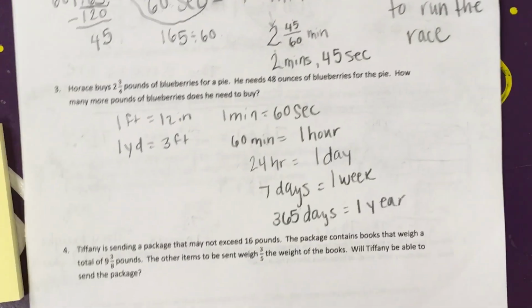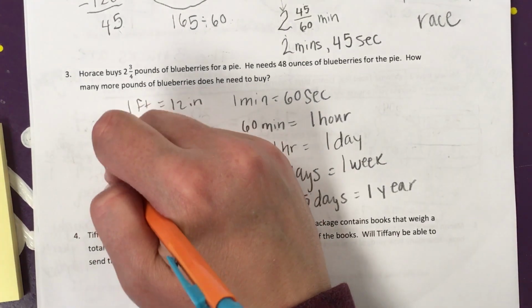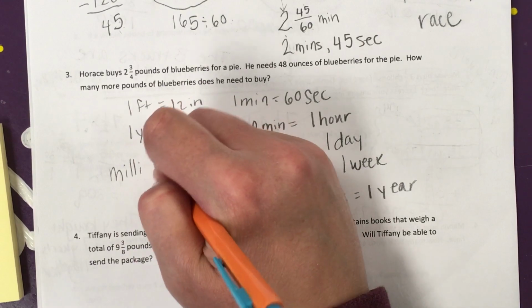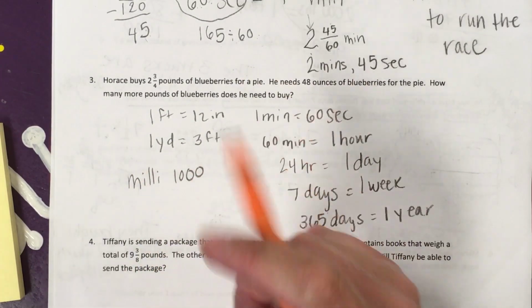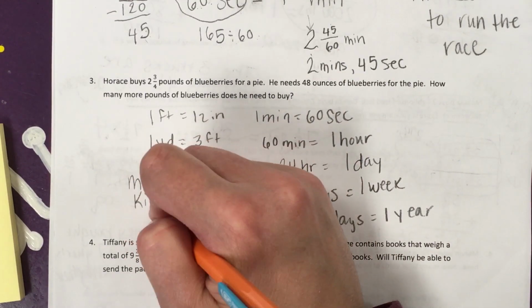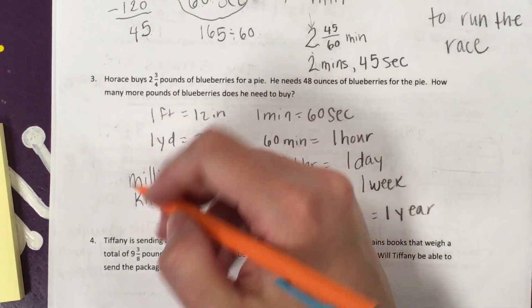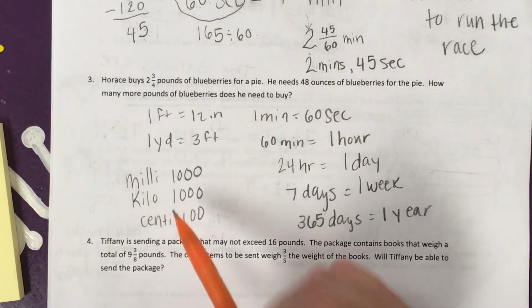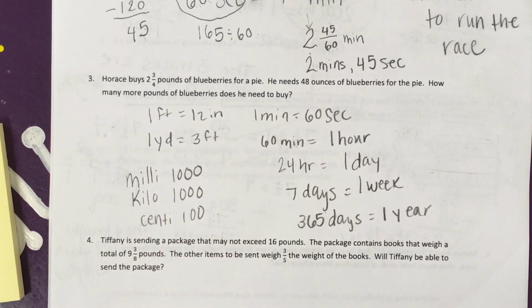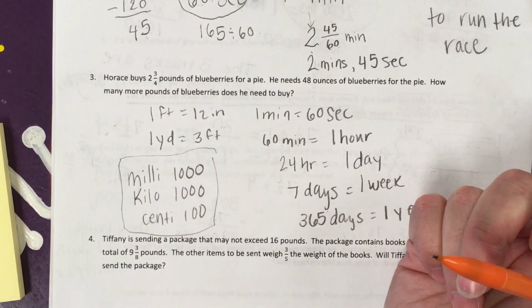And I'm sure there's more of them that I can think of that you should have memorized. Obviously that the prefix milli is 1,000, usually 1,000 times smaller than the regular unit of measurement. Kilo is 1,000 as well, usually 1,000 times bigger than the unit of measurement. And centi usually stands for 100 times smaller than the unit of measurement. So those are something you should also know from earlier in the school year as well.